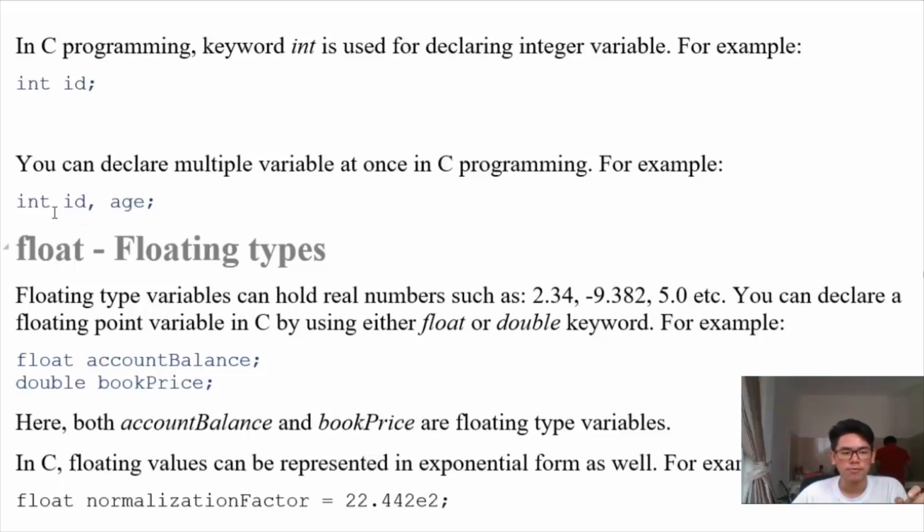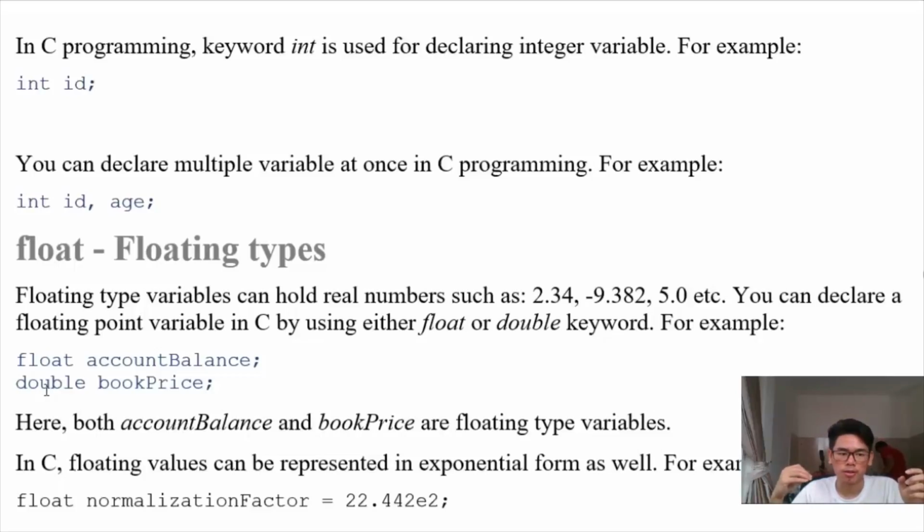Now the second thing is float type. Floating type variables can hold real numbers such as 2.34 or -9.something, or even 5.0. You can declare a floating point variable in C by using either the float or double keyword. So this one is a variable named account balance of float type, and then book price of double. Here, both account balance and book price are floating type variables.